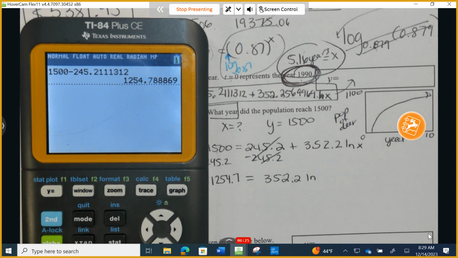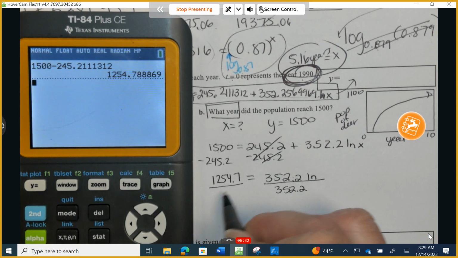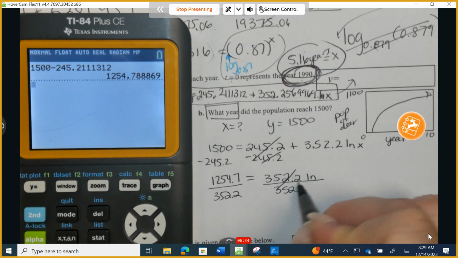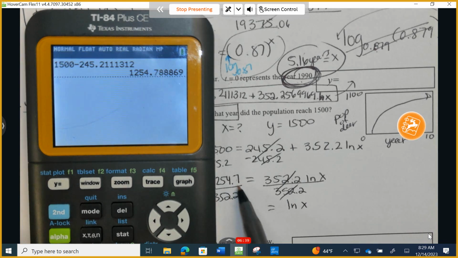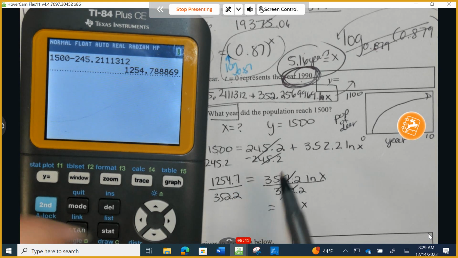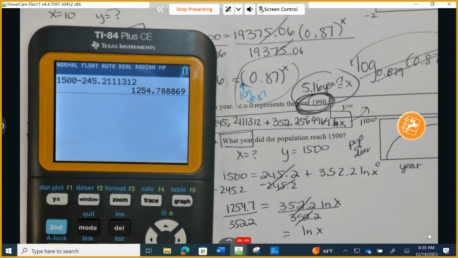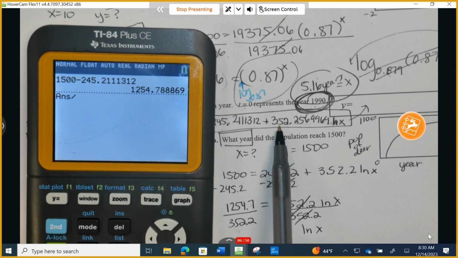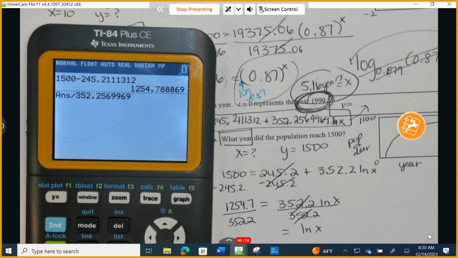Okay, so I've done the adding and subtracting of PEMDAS. Now I'm going to move up to multiply and divide. I'm going to divide by this number, 352.2. I'm going to use the exact numbers when I actually plug it into the calculator. So we can see this is the exact number, it's not rounded, and I want to divide by the exact number. So I'm going to take this value and divide by this exact number right here, and I can see it up here. So 352.2569969.